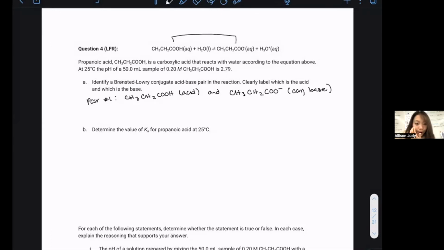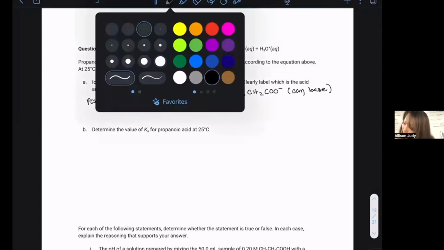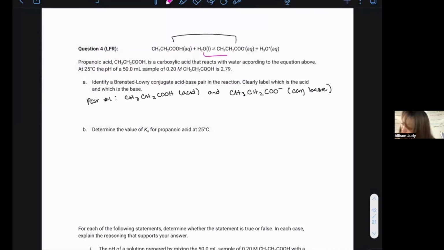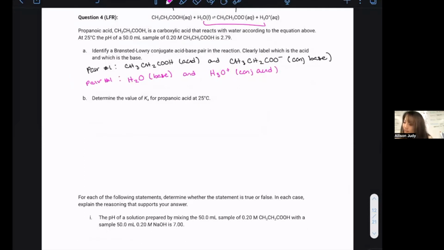You also totally could have selected this relationship with water. It is a shorter writing process. So the base is water, and the conjugate acid is the H3O plus hydronium ion. So either one would have won you the point. And then we're asked to determine the Ka value for propanoic acid at 25 degrees Celsius.